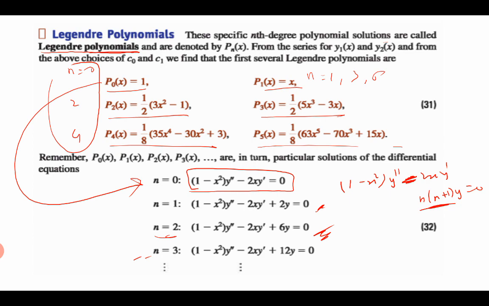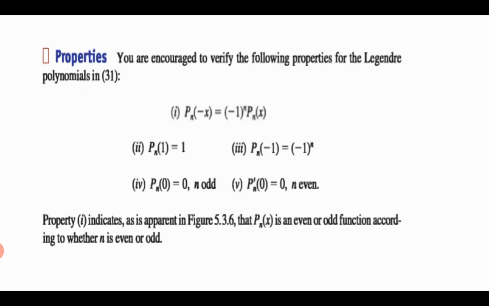So they are different forms. For n equals 0, you get this one. For n equals 1, you get 1 into 2 here. For n equals 2, 2 into 3, 6. For n equals 3, 3 into 4, 12. So this coefficient is decided by the value of n. So obviously the solutions are given here. That's it.